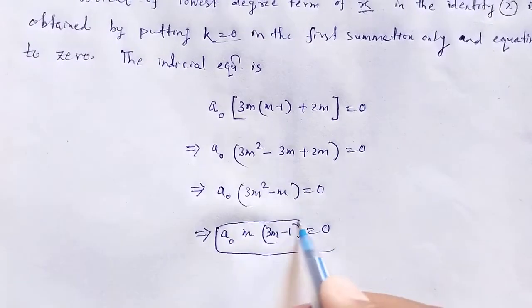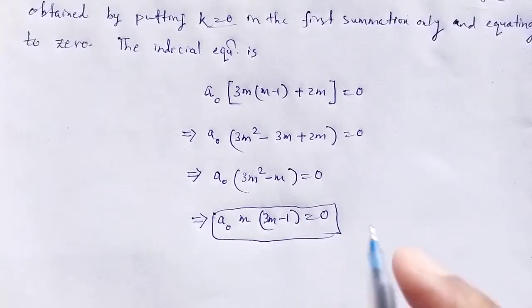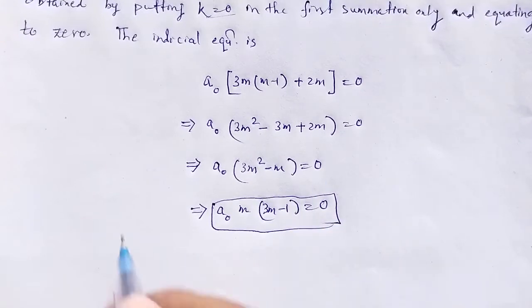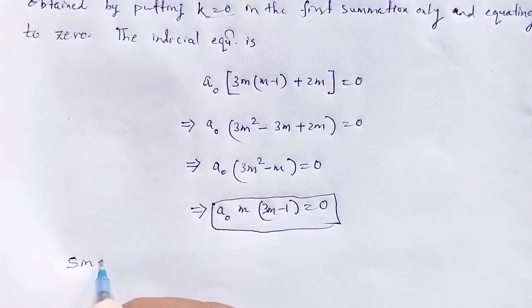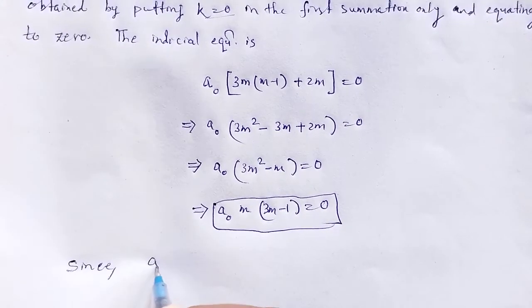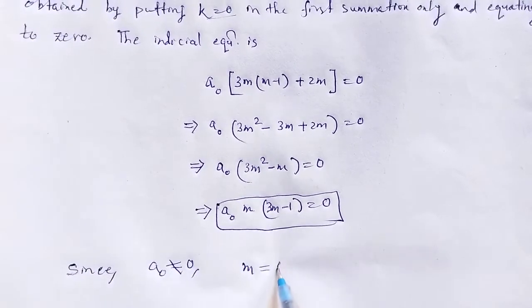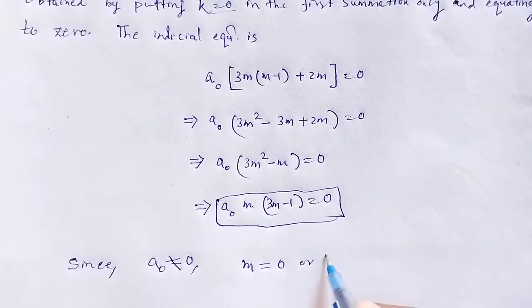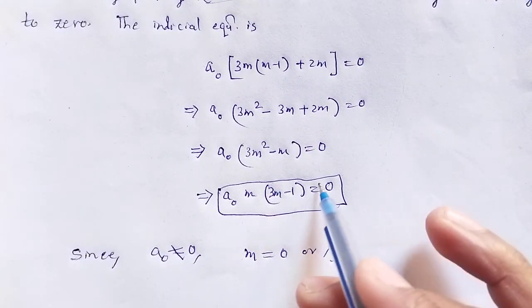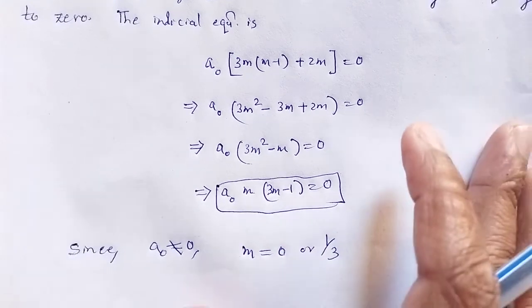This is an initial equation. Since a₀ is not equal to 0, therefore m will be 0 or 1/3. The value of m will be 0 or 1/3.